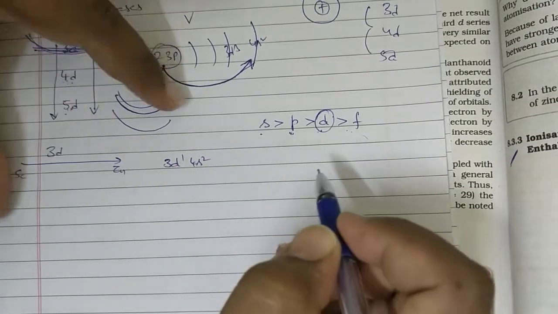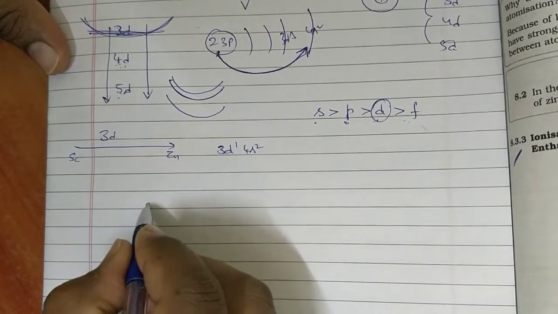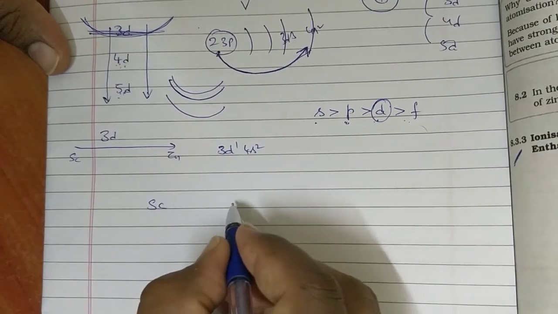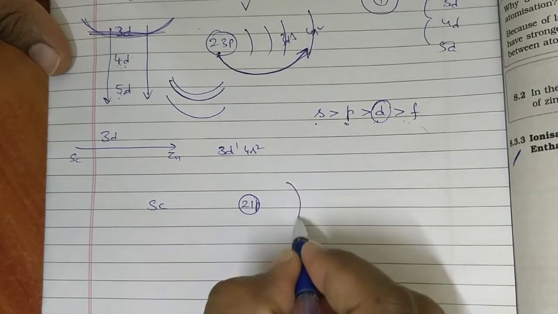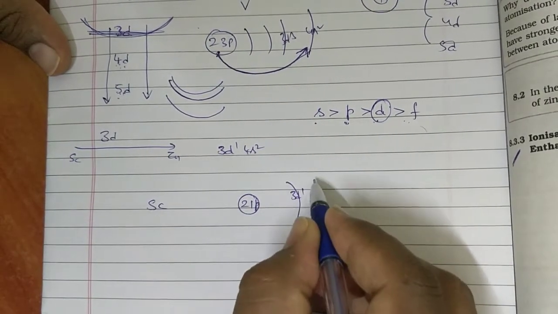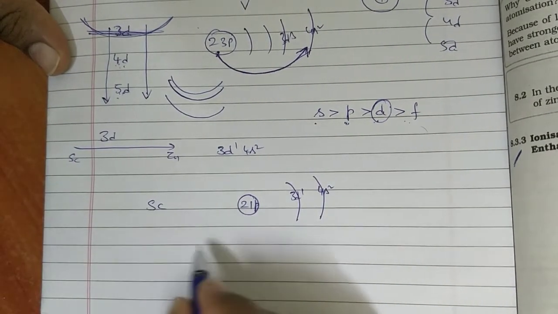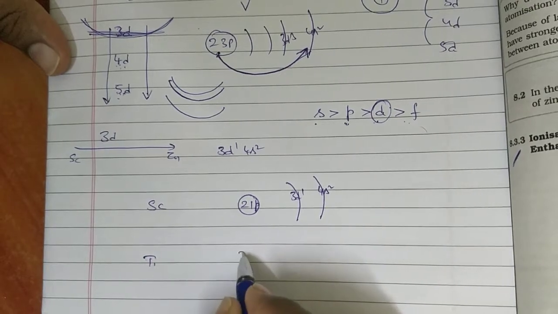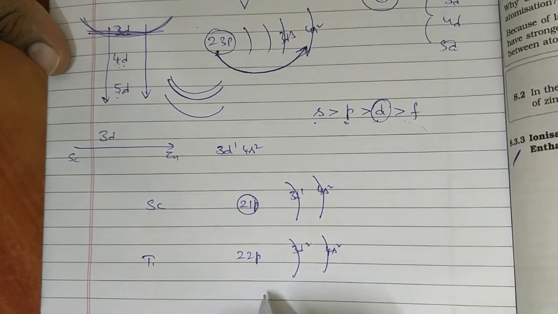Is it okay? Now, what is the explanation? Let us see. First, scandium. Scandium contains 21 protons. Third shell 3d1, fourth shell 4s2. Titanium contains 22 protons. Third shell 3d2, fourth shell 4s2.